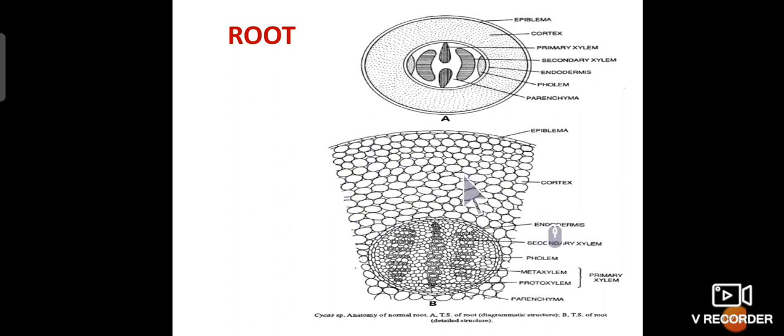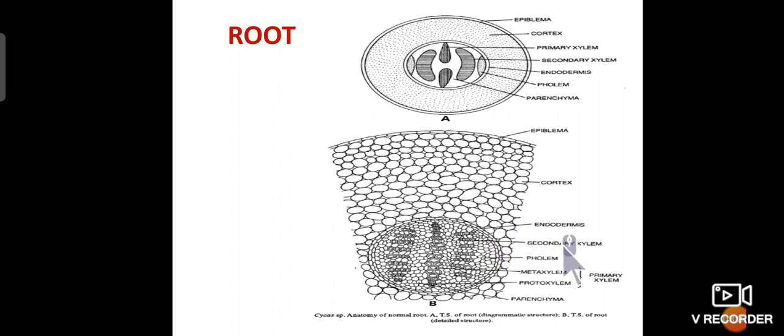Also in the cortex there is a large number of mucilage canals, and each mucilage canal is bounded by an epithelial layer, or what we call secretory cells. The secretory cells present here in the cortex are filled with mucilage. Next to the cortex comes the endodermis. You can see this layer here.